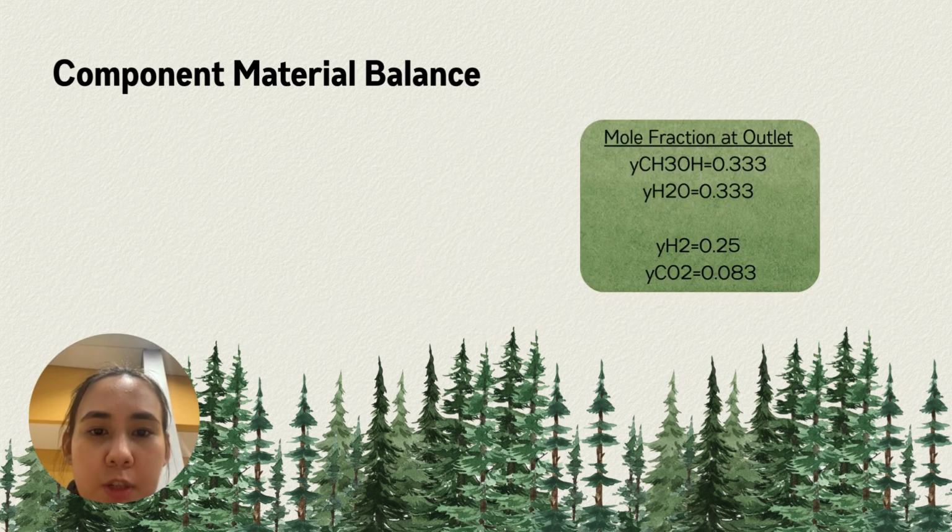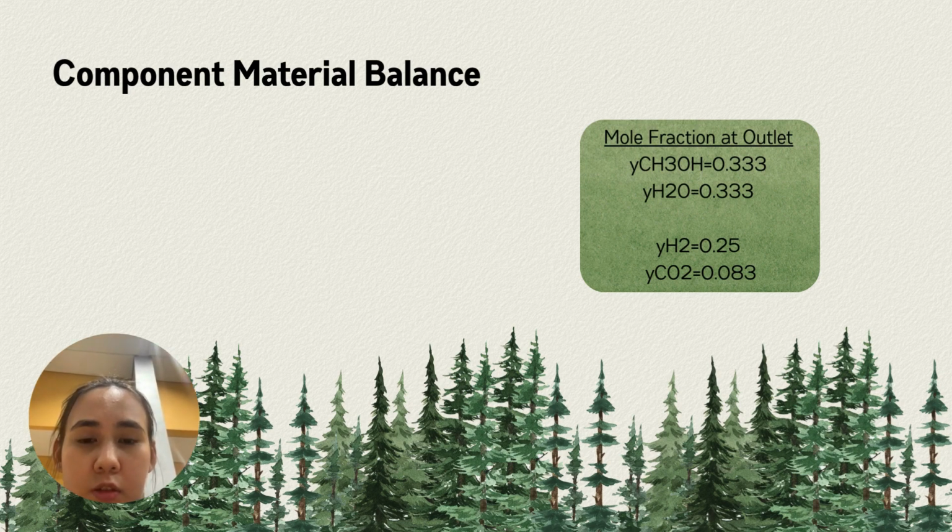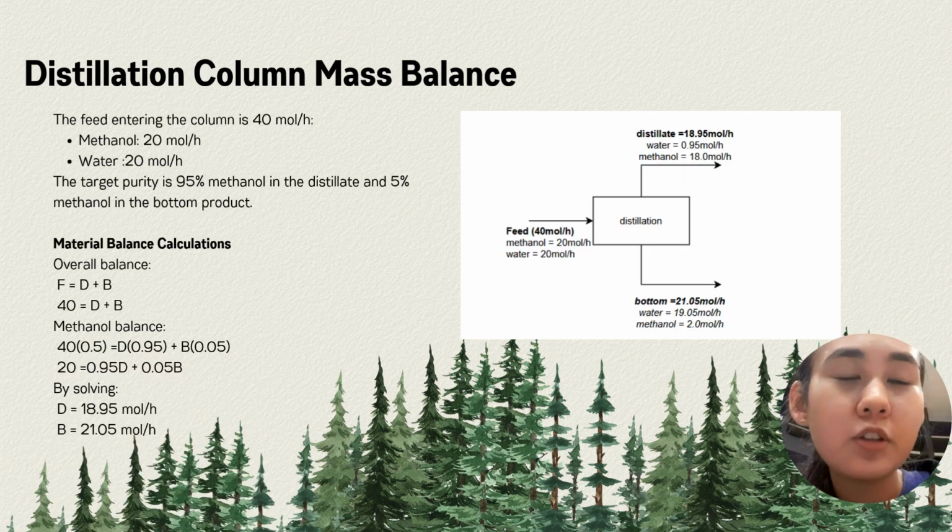Here is the component material balance table. It shows us that the total feed of 100 mol per hour reduces to 60 mol per hour at the outlet, and it also shows us unreacted reagents and products at the right corner, and also mole fractions. Now let's move to the non-reactive part.